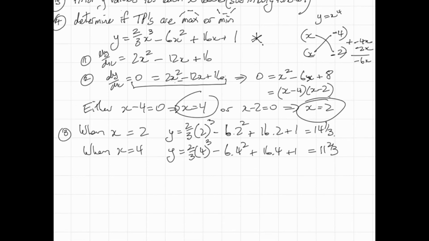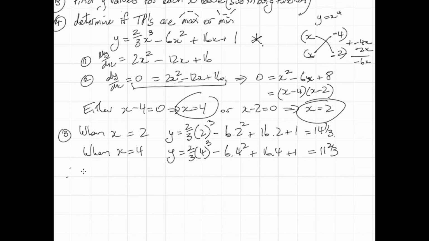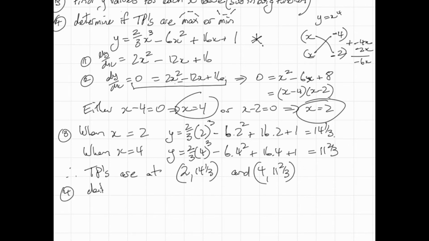So my turning points are at 2, 14 1/3 and 4, 11 2/3. So they are my two turning points. So we've done the first 3 steps of the template. The fourth one is to determine the nature, whether they are maximum or minimum.